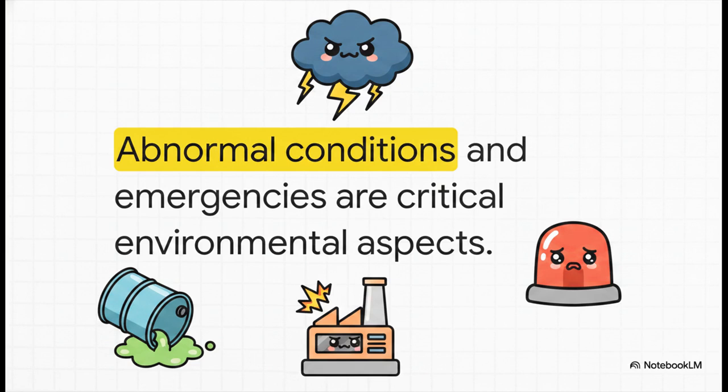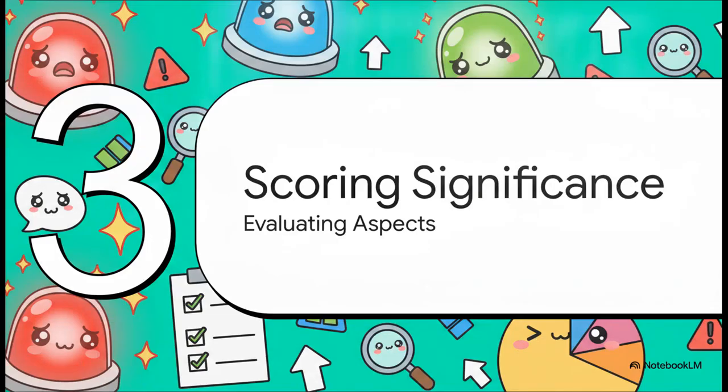Potential chemical spills, weird equipment malfunctions, extreme weather events. Your safety net has to be designed to catch the unexpected, because let's face it, Mother Nature does not care about your standard operating procedures. A really frequent and honestly massive failure in audits is when a company perfectly documents their daily emissions, but completely fails to evaluate what happens if a pipe bursts at 2 a.m. on a Sunday. Okay, Section 3, Scoring Environmental Significance.